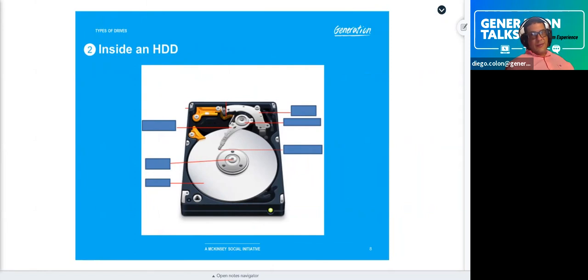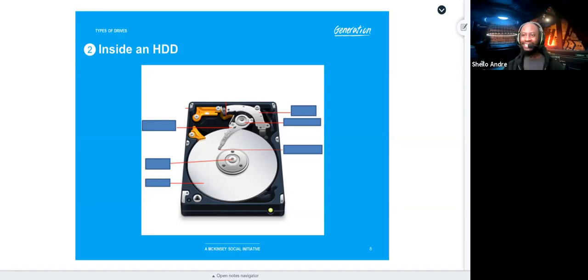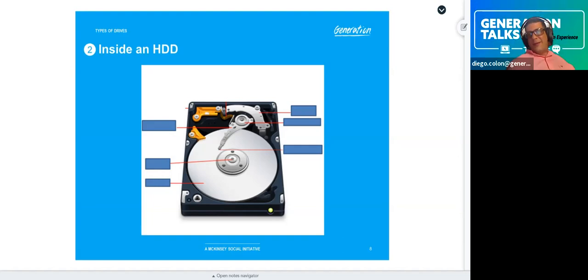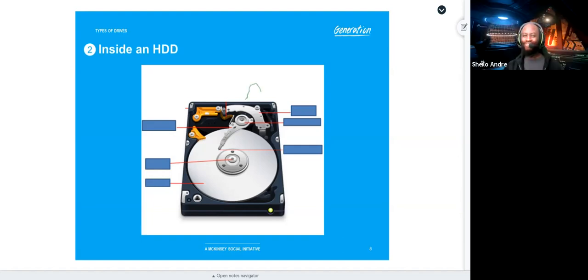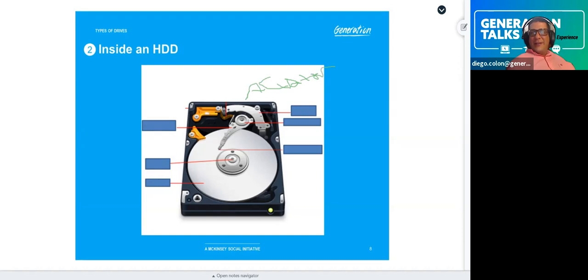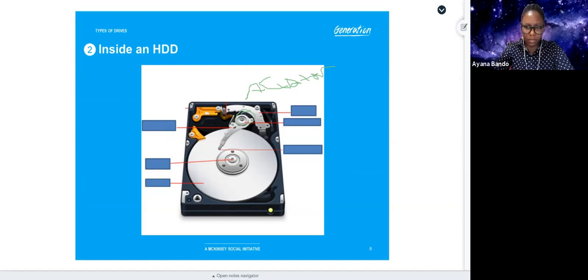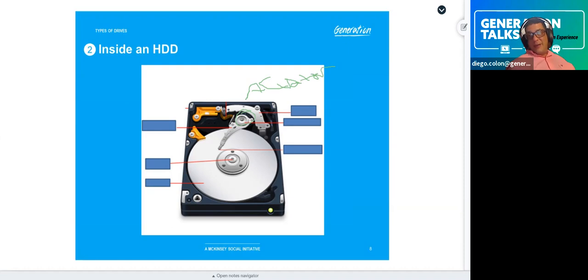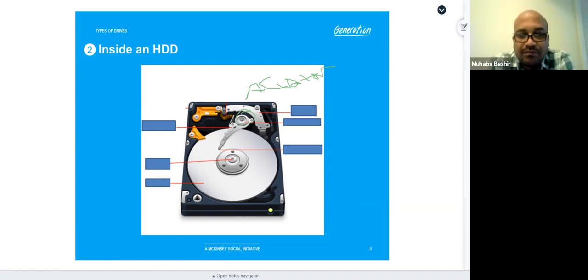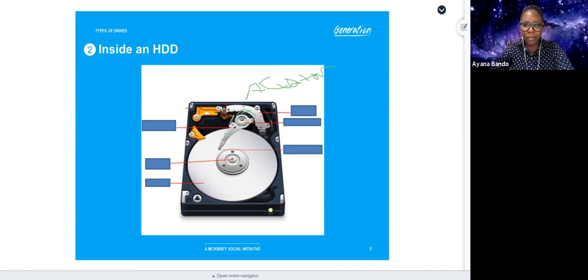Inside the drive, if somebody can tell me what this little doohickey back here is. Is that the actuator? You want to confirm that? Okay. Next. What's this guy? Spindle? Well, I would agree it does rotate per se, but the spindle we learned rotates the disc. This was the actuator arm. Okay.